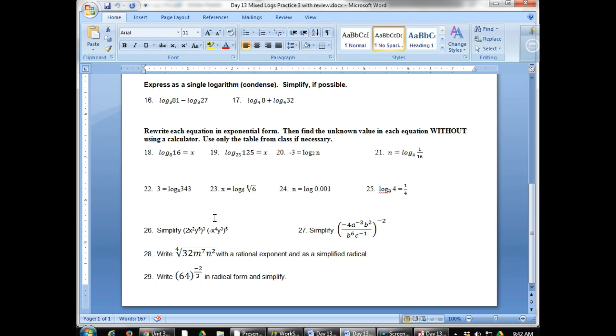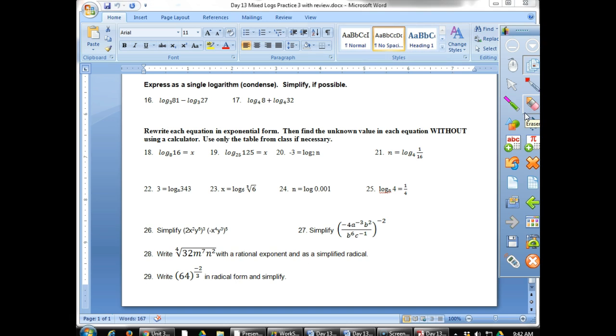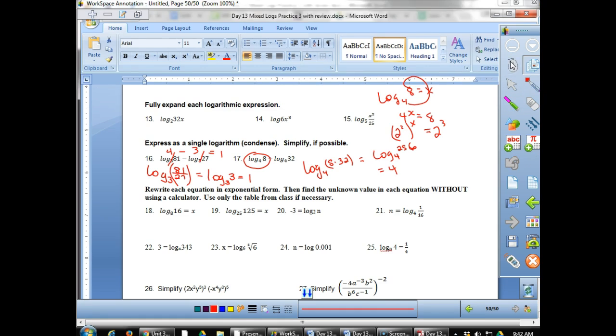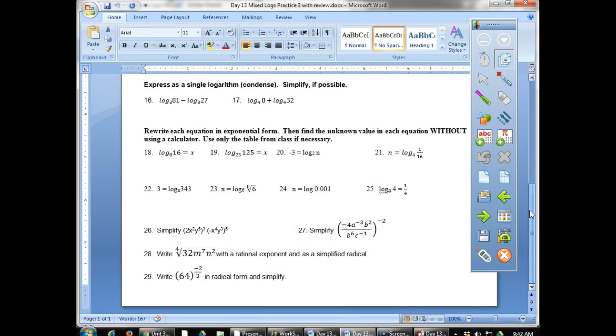I'm going to start off by going over some of the material from the last quiz that we took, and it's at the very bottom of the worksheet that I gave you today, Day 13 Mixed Log Practice. So you can see that it shifts gears back to what we were doing before. I'm going to do a couple of these with you, and then remember I'm going to also send you the keys so you can check those tonight.